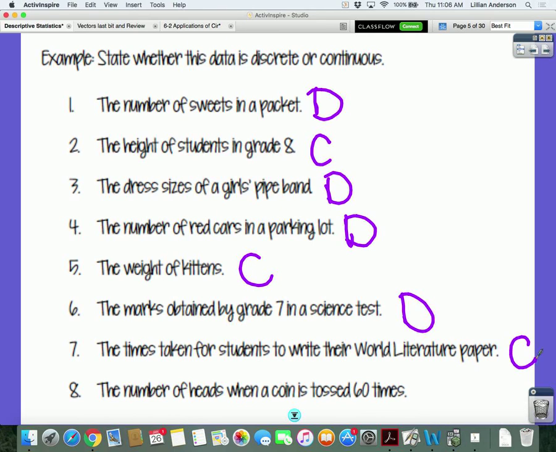The number of heads when a coin is tossed 60 times. Discrete. That is discrete, because you can sit there and you count it. You literally are tossing it 60 times, and so you can basically say, okay, that's 1 head, flip, 2 heads, 3 heads. When it's tossed a set number of times, you're able to determine exactly how many heads you have once you toss it all 60 times. Questions?